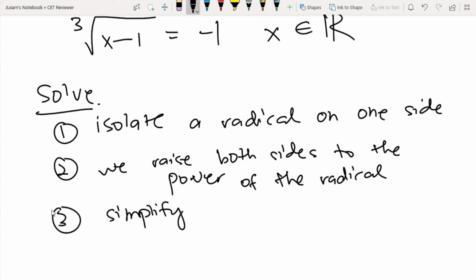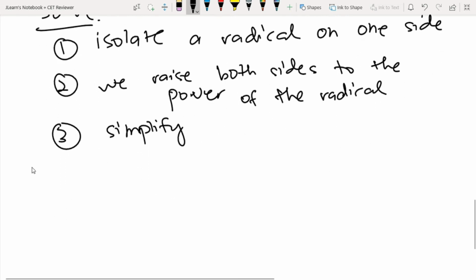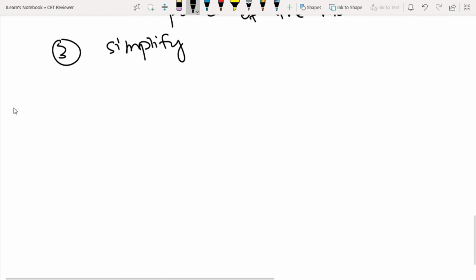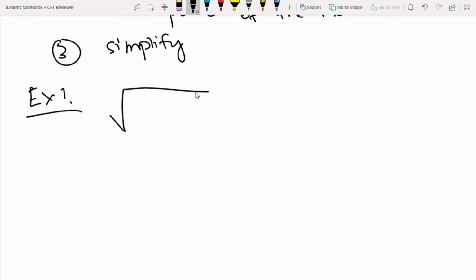Okay? So, let's do an example. Mas madali yung maintindihan kapag may example. So, example 1. Let's do a simple one. For example, square root ng 2x minus 3 is equal to negative 1. Okay? So, if you look at this, yung left-hand side natin ay already isang radical. And then yung right-hand side natin ay hindi radical. So, maganda na to. Okay?